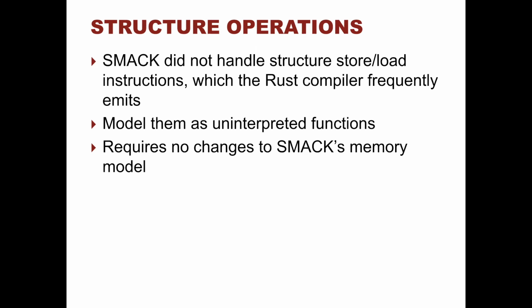What do I mean by structure operations? LLVM IR supports structures. So a function can return a structure, you can take a structure as input, and so on. The C compiler Clang rarely generates code that uses structures. Rust generates it all the time. And so we get much better support for structures in SMACK. We model them as uninterpreted functions. I'm not going to go into details of how we do that, but that's one extension that was needed.